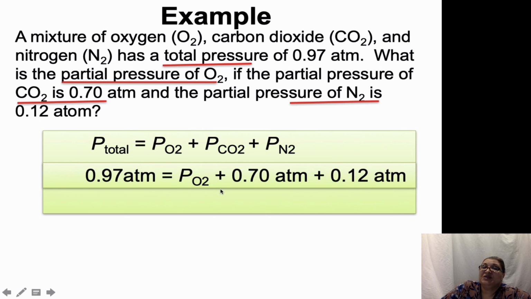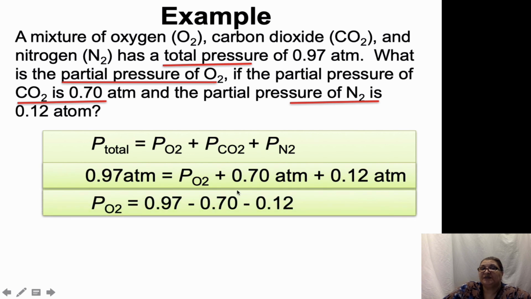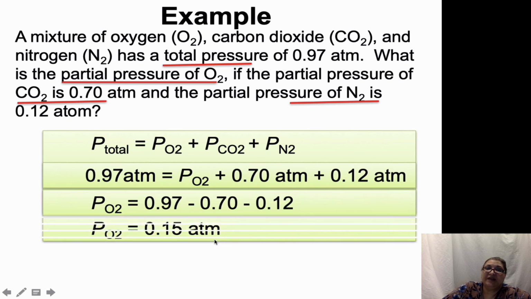So we solve for the partial pressure of oxygen. We subtract 0.82 from both sides, and that will give us 0.15 atmospheric pressure. Okay.